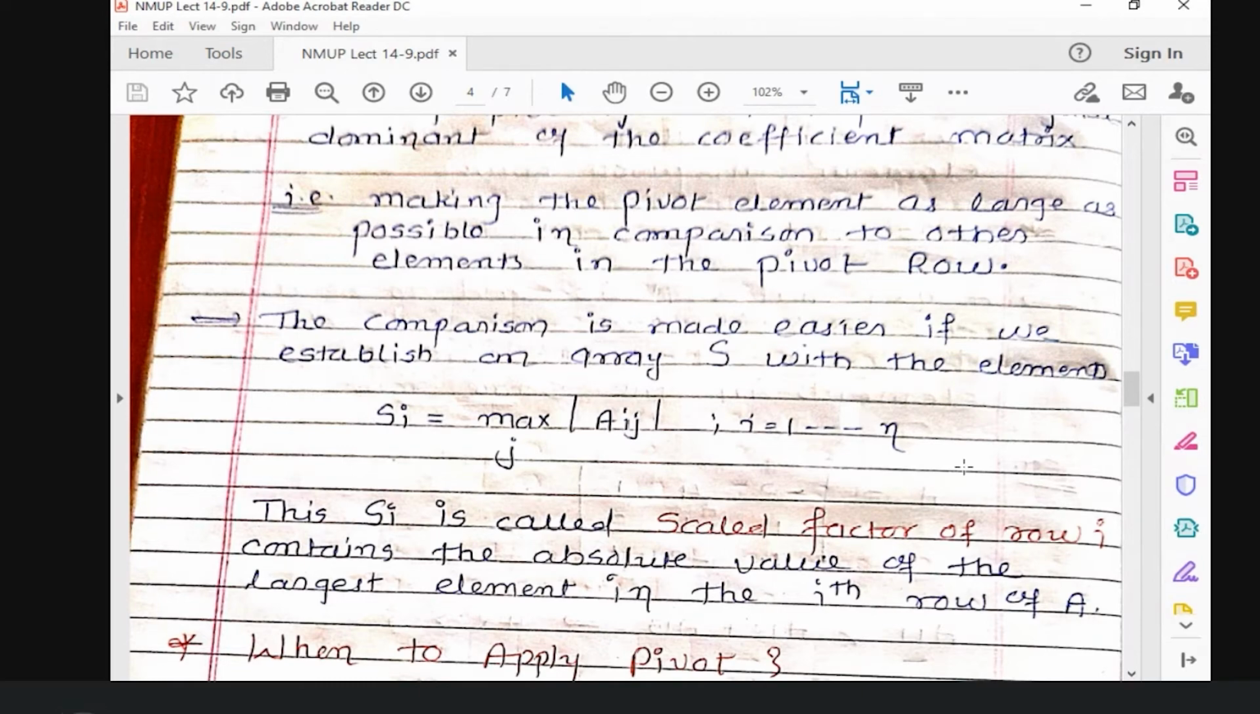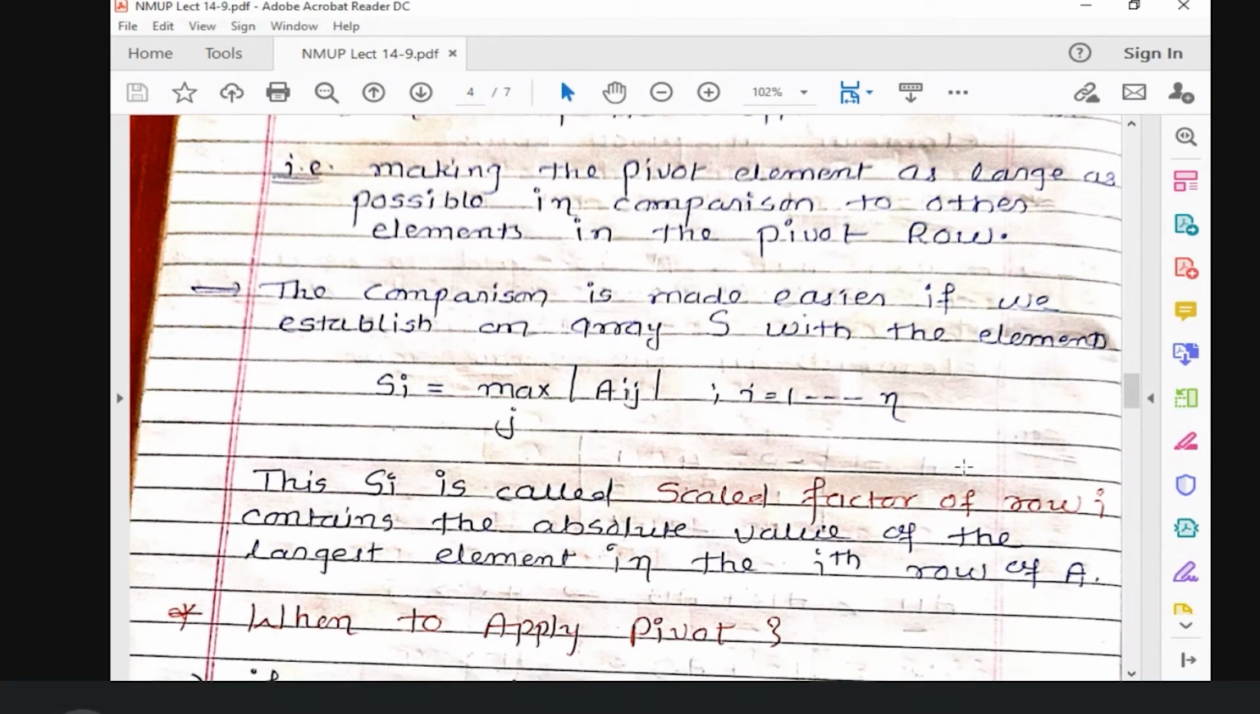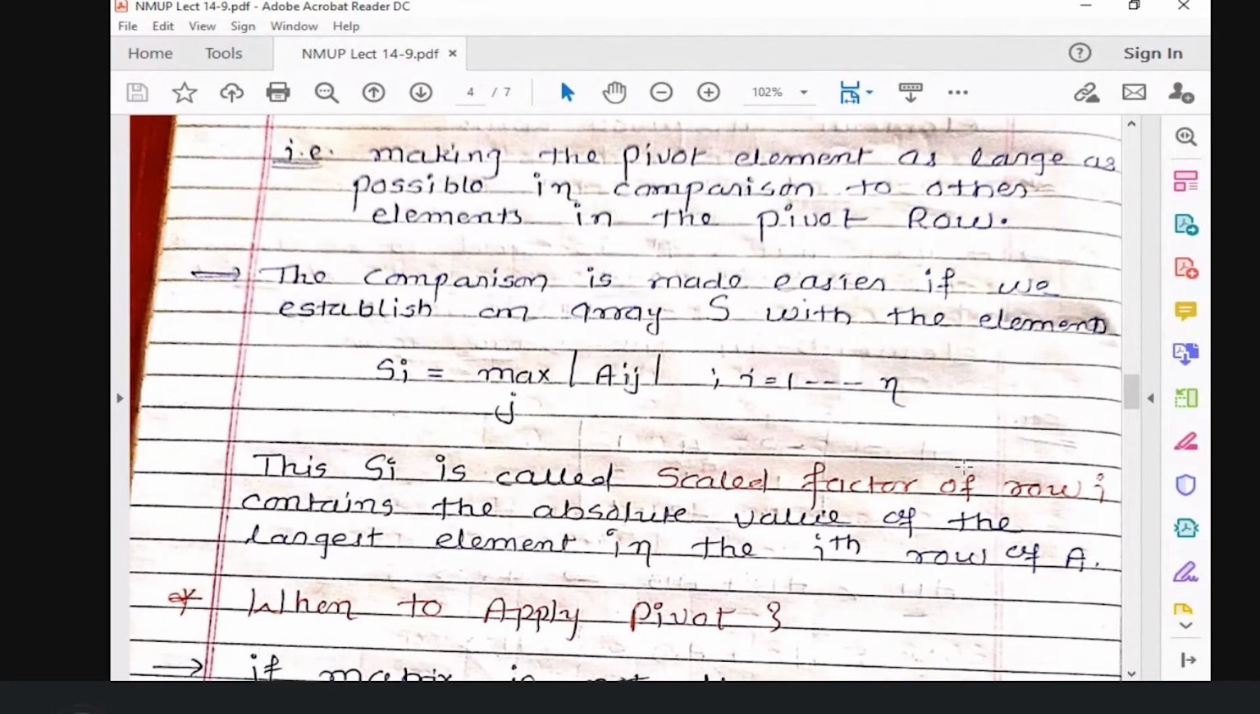What do we mean by this? S of i is called the scale factor of row i. Suppose I'm doing the calculation for row 0. At that time I have to calculate the scale factor of row 0, then row 1, then row 2, up to row n, which contains the absolute value of the largest element in the ith row of A. So that is how to make this scale factor of a row.